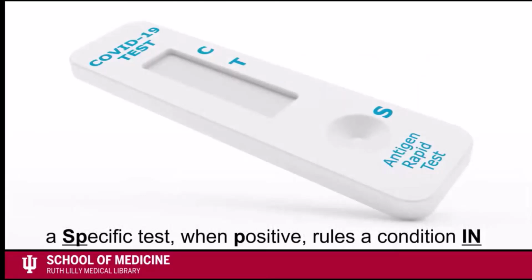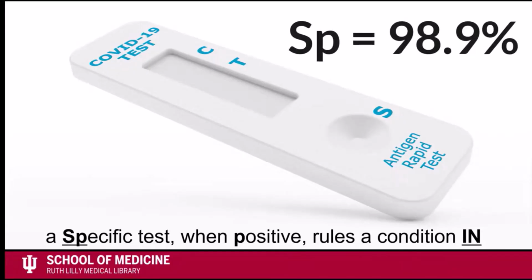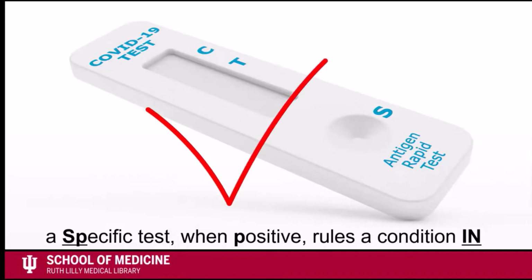An example of a specific test is the COVID-19 at-home antigen tests. Some COVID-19 antigen tests have been found to be 98.9% specific among symptomatic people. So when symptomatic people test positive using one of these antigen tests, you can be pretty certain they have COVID.